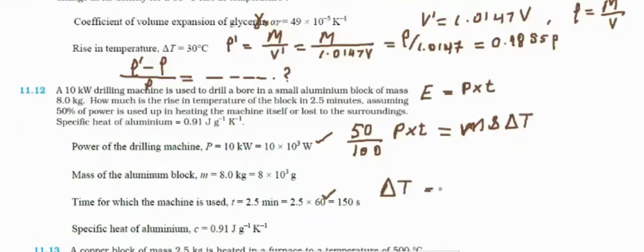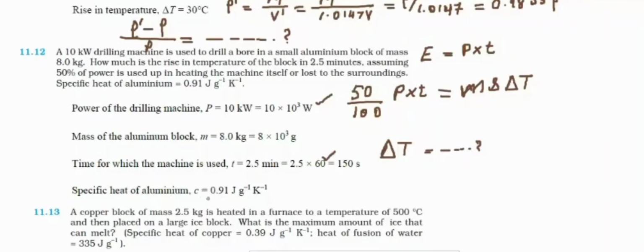So the question asks what is the rise in temperature. But when you substitute the values, you need to take one point. Specific heat is given in joule per gram per Kelvin, but all other quantities you need to substitute in the formula in SI unit. Therefore, this quantity also you need to change. The gram is in the denominator, so gram you have to convert into kilogram. When it comes into the numerator, it becomes 10 power plus 3. That means 0.91 into 10 power 3 joule per kilogram per Kelvin should be the value substituted in the formula to calculate delta T.